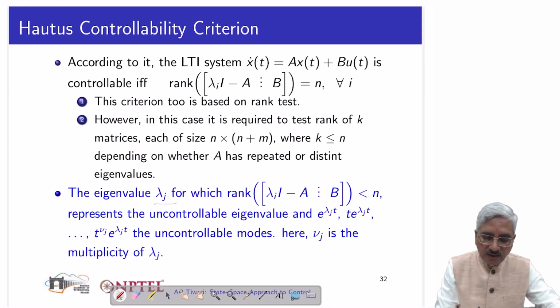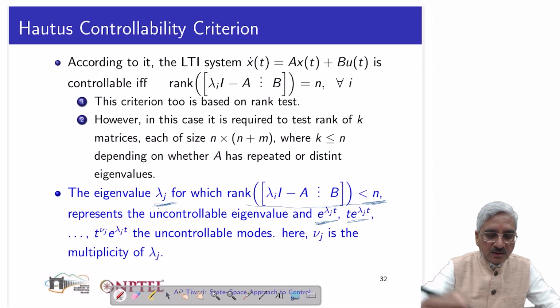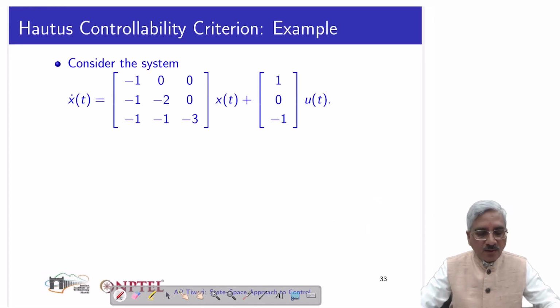So the eigenvalue lambda j, supposing that the system is uncontrollable, then all those eigenvalues lambda j for which the rank of this matrix comes out to be less than n, they represent the uncontrollable eigenvalues. And accordingly, e power lambda j t, or if it is repeated, then e power lambda j t along with t e power lambda j t, etc. will be the uncontrollable modes. So that is the Hautus criterion, and we look at one example.